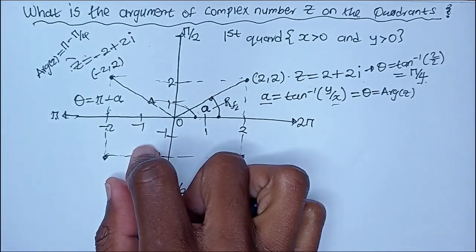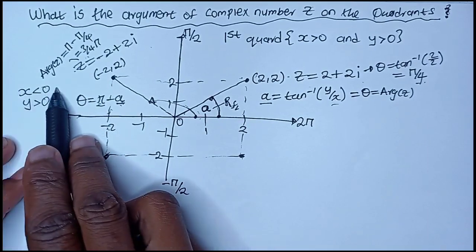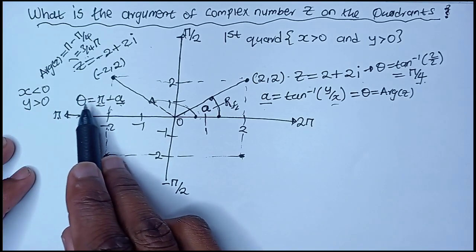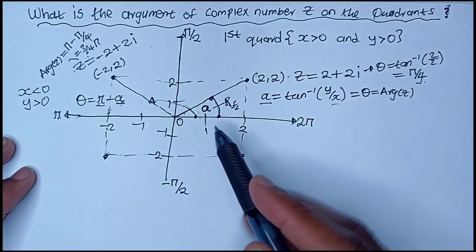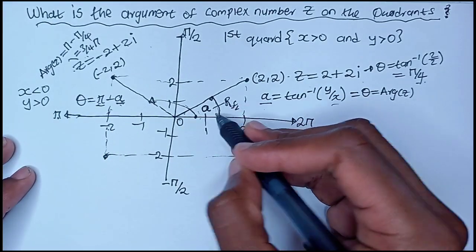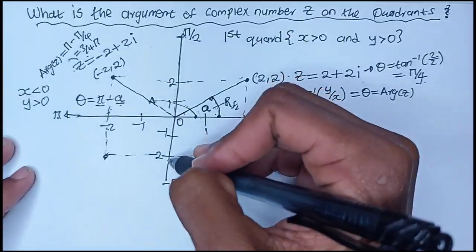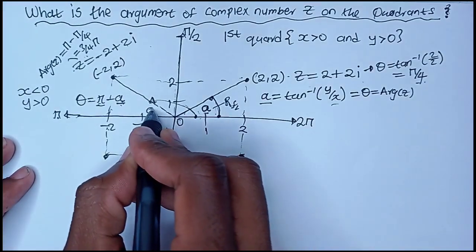And I have my solution as 3 over 4 pi. So in the second quadrant, that's where your x is less than 0 and y is bigger than 0. So the argument will always be defined by pi minus a, where this angle is the reference angle. And if you can look at this line of the imaginary axis as the mirror, this angle can be reflected to this side.